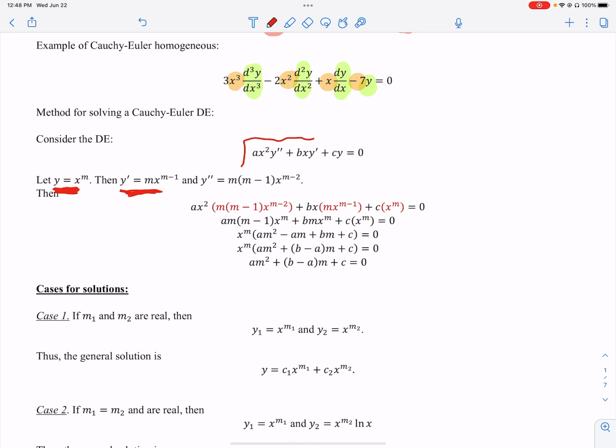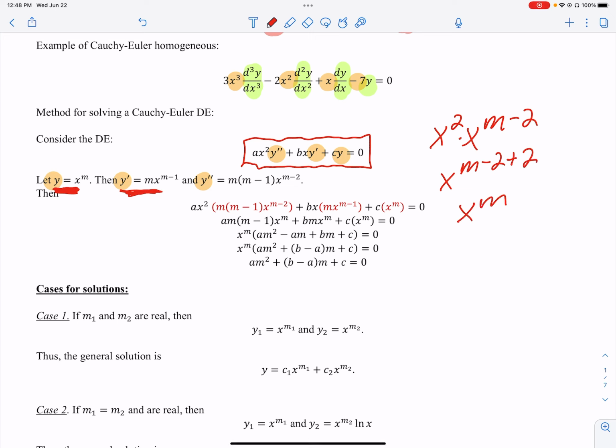What we do now is go back to the DE we're working with, and everywhere there is a y double prime, y prime, and y, we plug those in. They're in red there. If you multiply it out, we have x squared times x to the m minus 2. We add exponents, so this is x to the m minus 2 plus 2, which just gets us x to the m. Notice in every one of these terms, all three, we have an x to the m. So we can factor that x to the m out, and we have this quadratic left inside. They put those two terms together; all they did is factor an m out and put the b minus a.